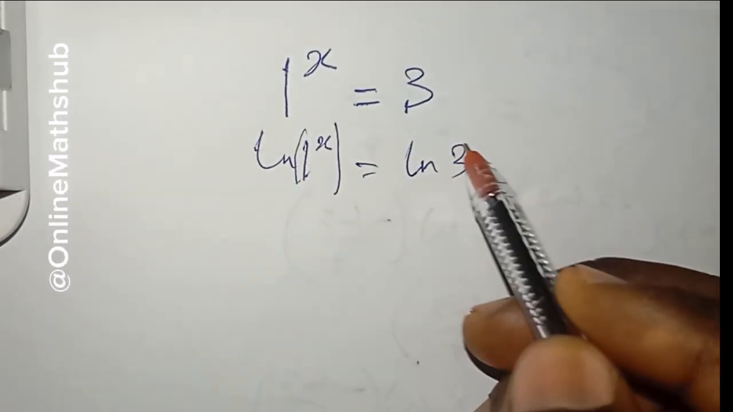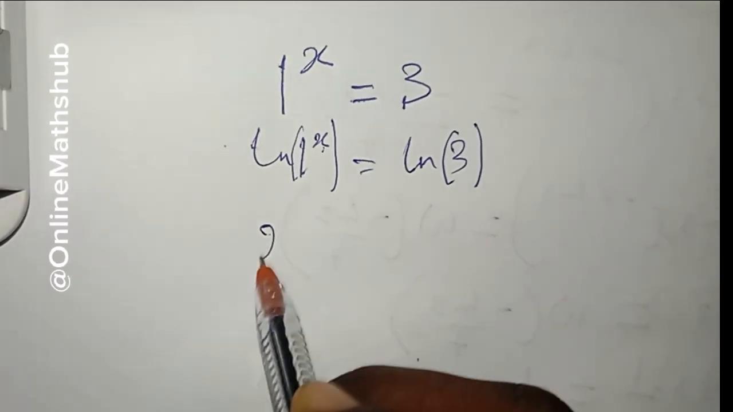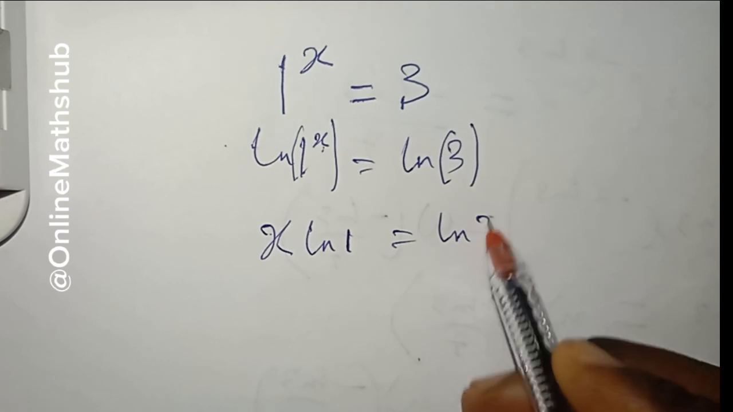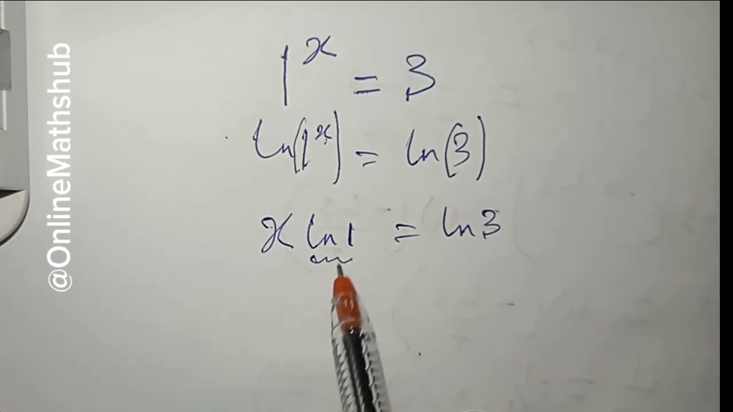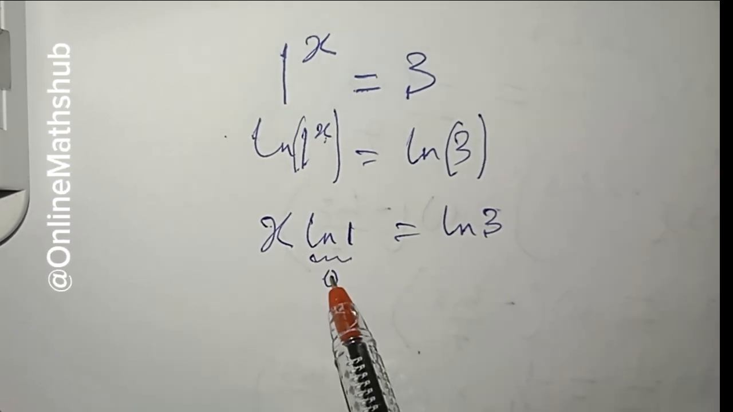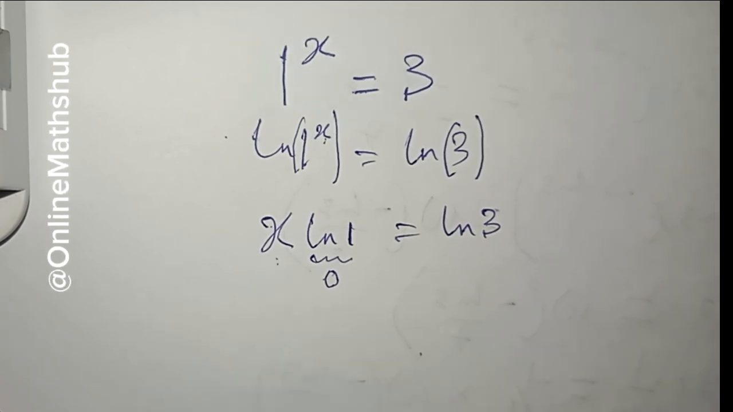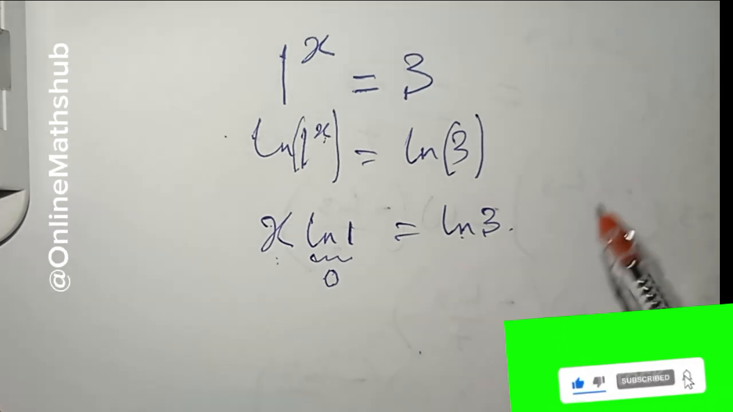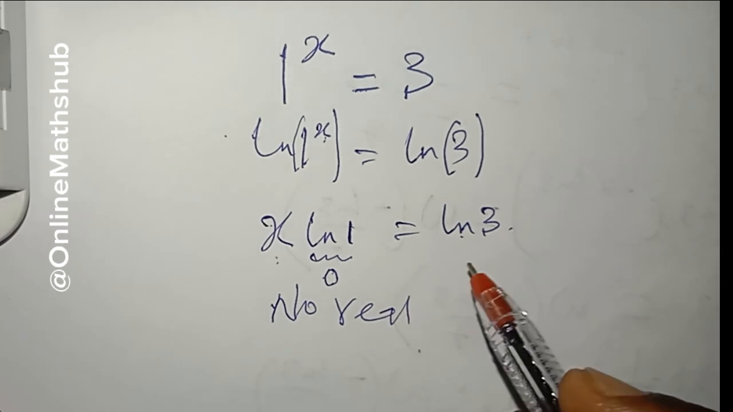Let me put this in brackets, and then I can bring down this x, so that I have x multiplied by the natural log of 1 is equal to the natural log of 3. You will not go far before you see that there is a problem, because the natural log of 1 here is 0, and 0 multiplied by x gives you 0, and the natural log of 3 is not equal to 0. This shows that we cannot find a real solution to this equation.